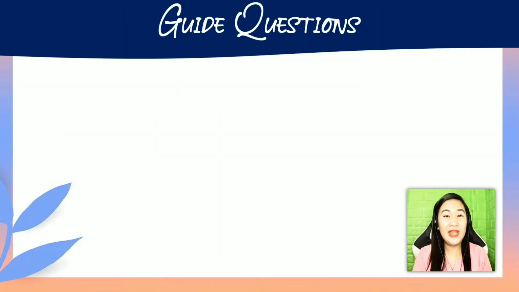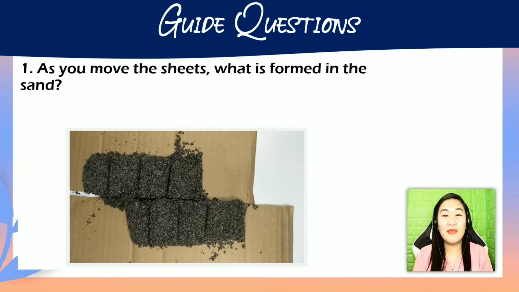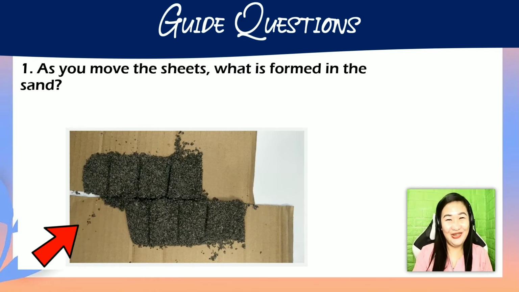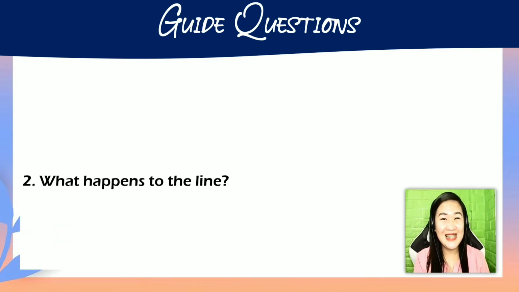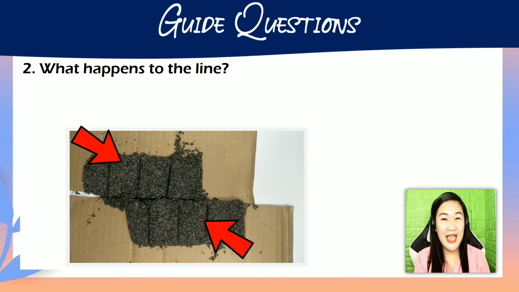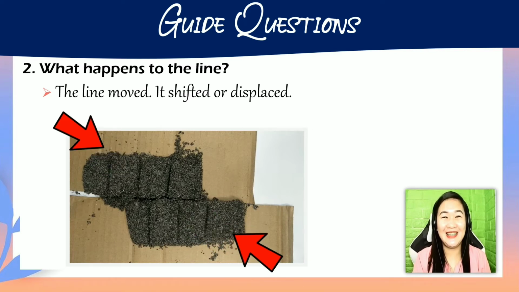After performing the activity, let us try to answer the following guide questions. First, as you move the sheets, what is formed in the sand? Okay, very good. A break is formed in the sand. Next, what happens to the line? Very good. The line moved. It shifted or displaced.